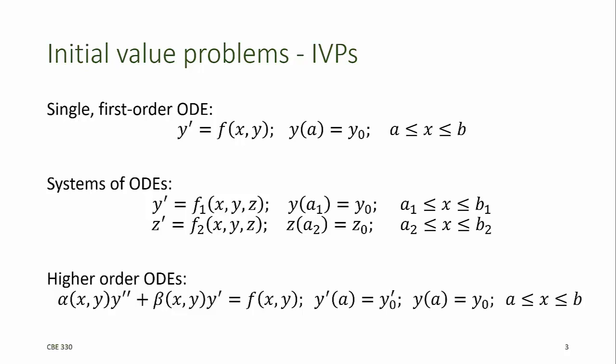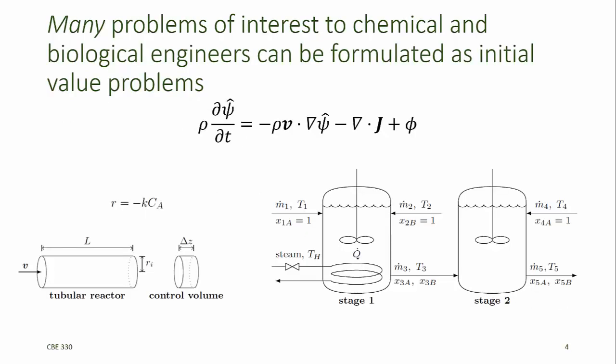Now, in many cases that you will encounter, the independent variable is t and not x. Throughout this chapter, in the methods text, x is the independent variable and y is the dependent variable. So we'll use that notation here. But x could be any independent variable. It could be a time variable instead of a spatial coordinate. Many problems of interest to chemical and biological engineers can be formulated as initial value problems.